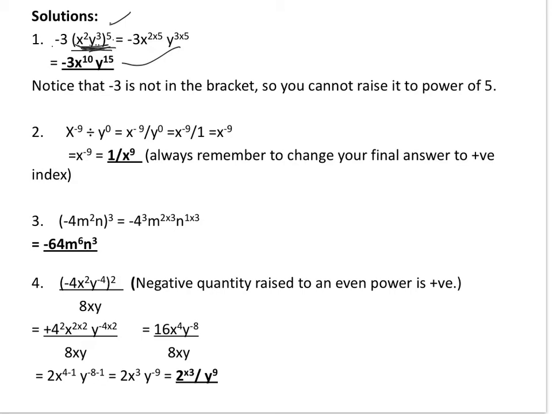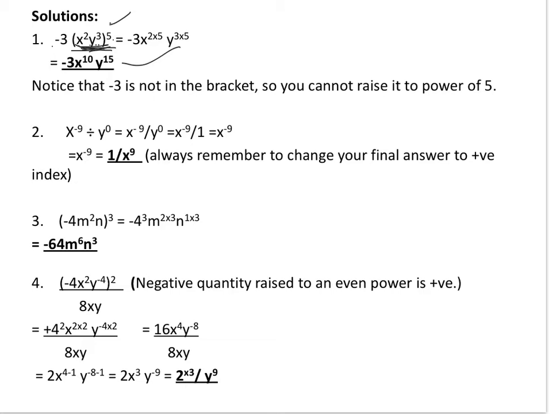Number 2: x raised to power minus 9 divided by y raised to power 0 is equal to x raised to power minus 9 over y raised to power 0. And you know that y raised to power 0 is 1, by the zero index law. So x raised to power minus 9 over 1 is equal to x raised to power minus 9.